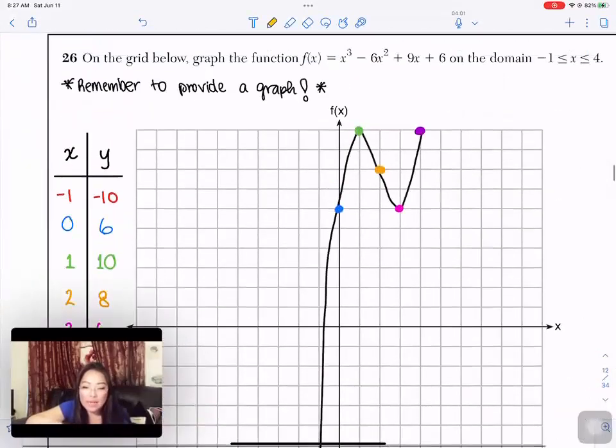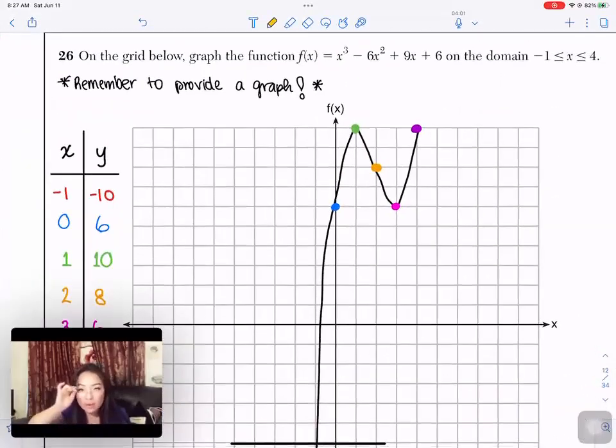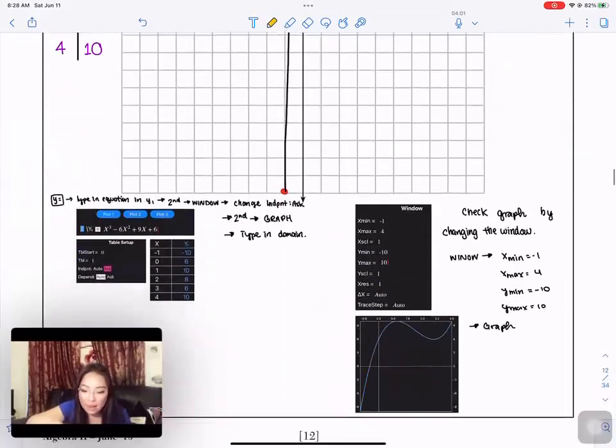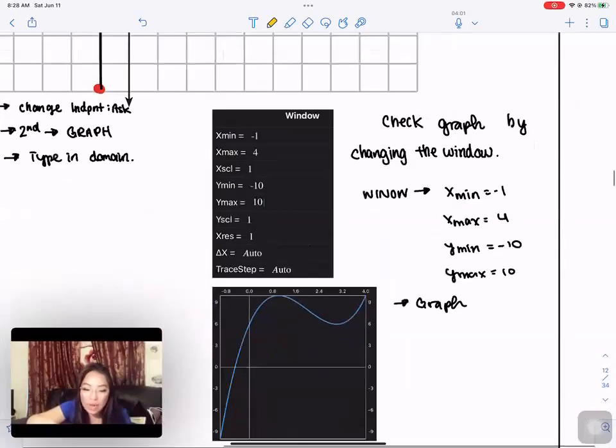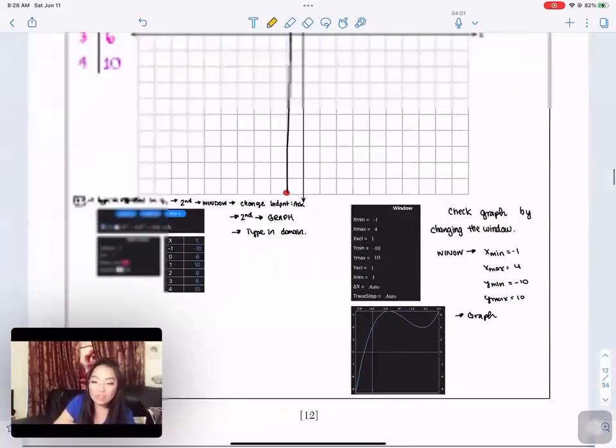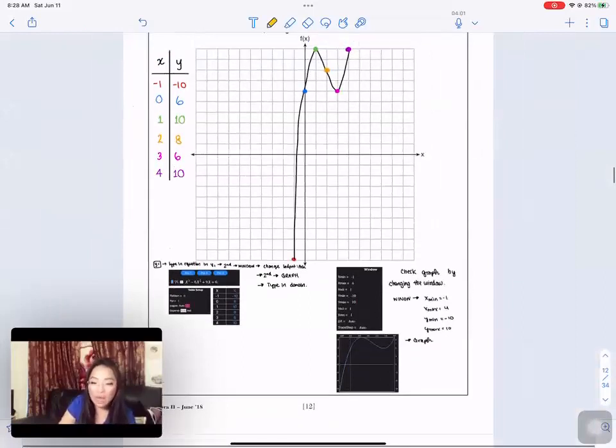Other thing is that this is a domain between -1 and 4. So it has to be endpoints. There should not be arrows. And you can check this by changing your window on your calculator, where your x min is -1, your x max is 4, and your y min is -10, and your y max is 10. And then you press graph. And if your graph matches the one that's on your calculator, you did a good job. Okay.